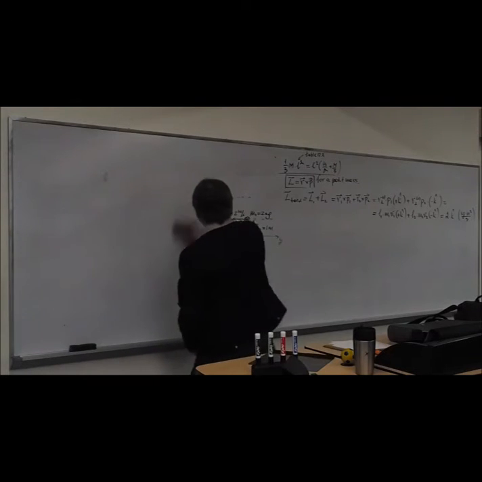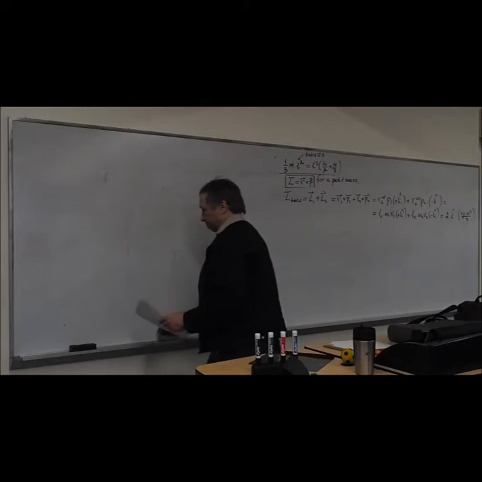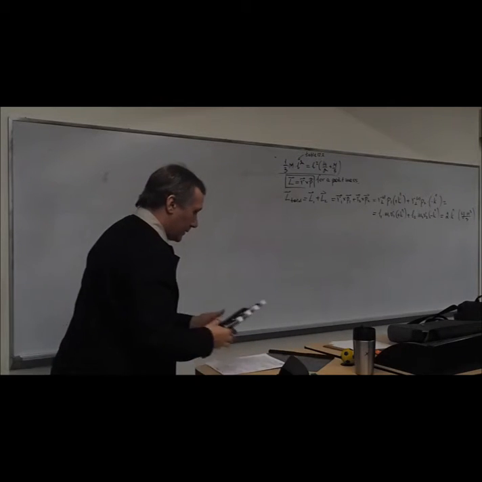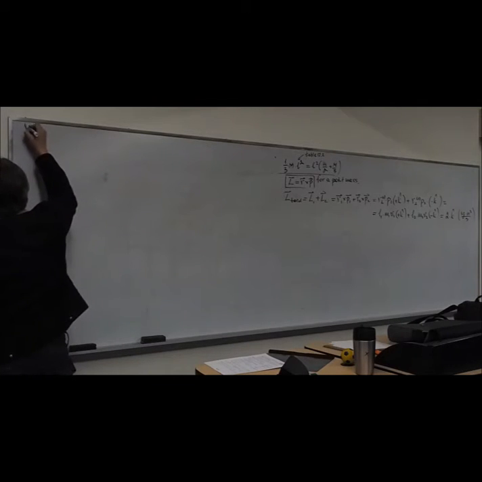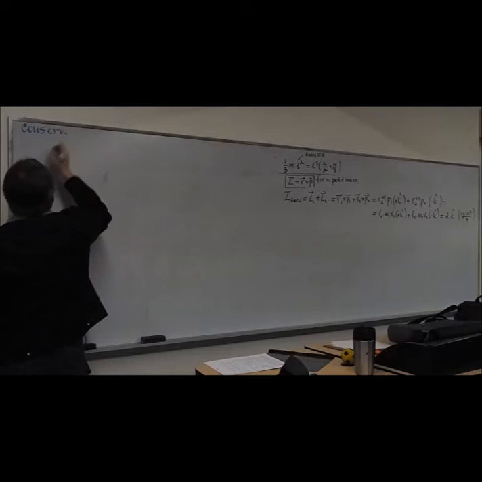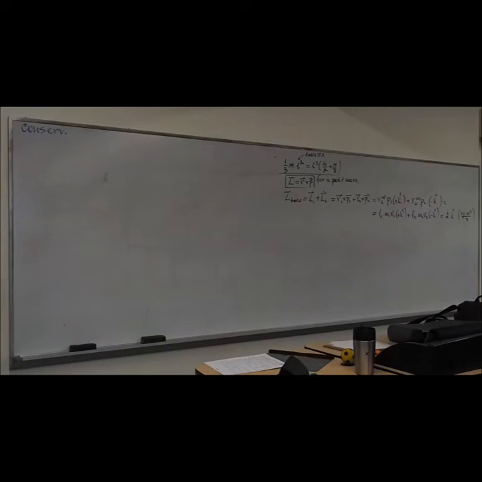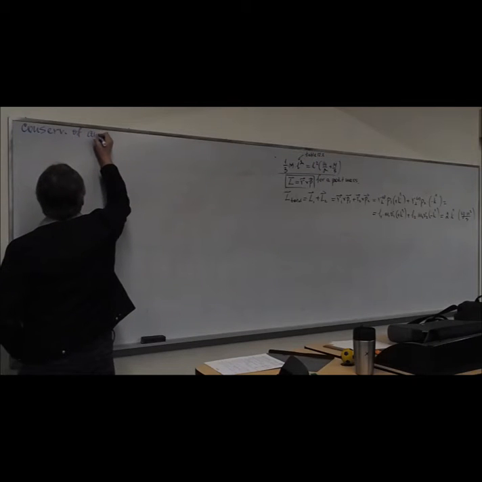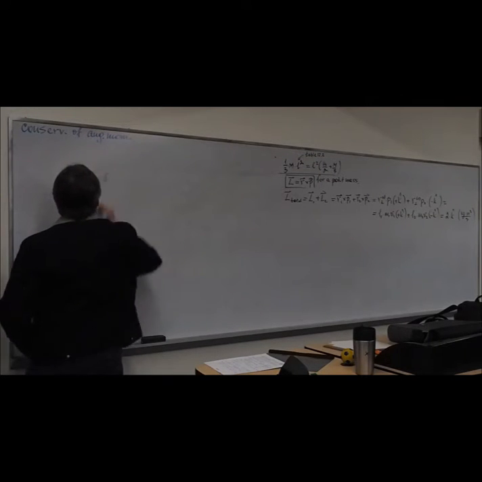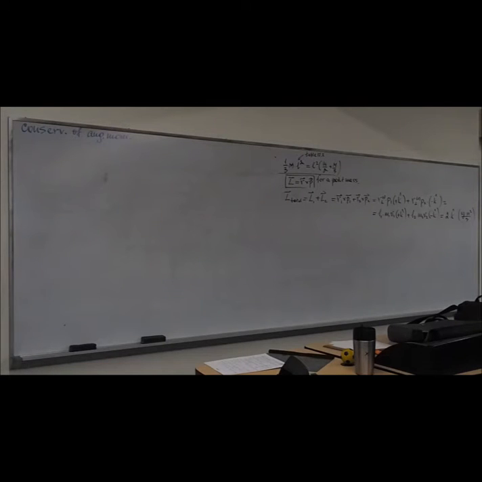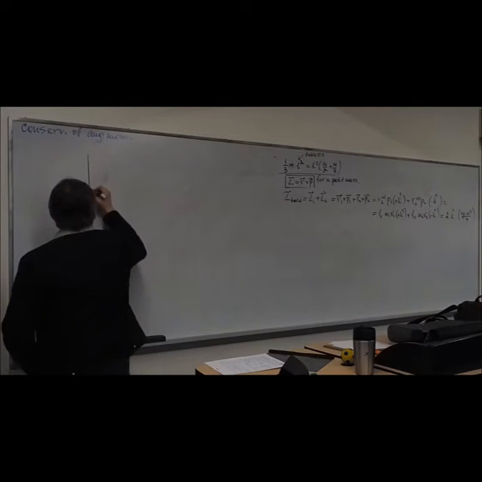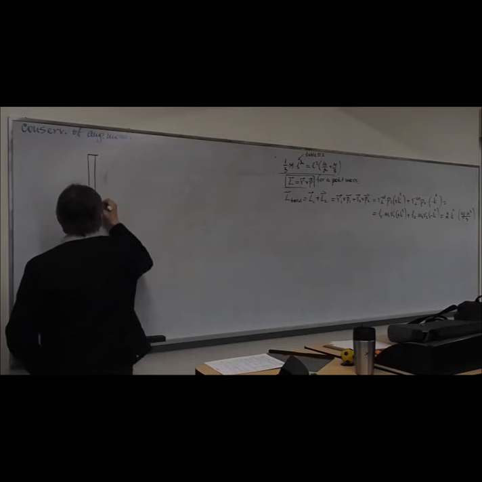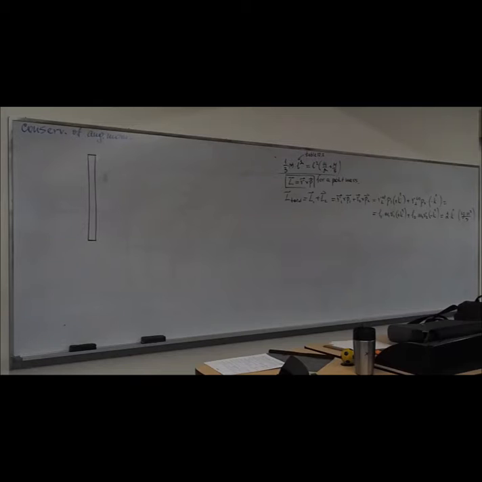Okay, I will erase this because now I need room. So now I will label this conservation of angular momentum, because that's the most important idea of this problem. Okay, I will draw the picture. So first, I have a rod, longer. Total length L.